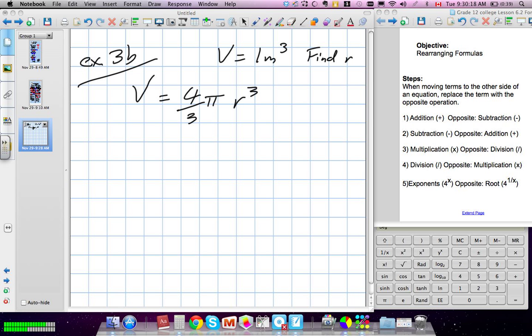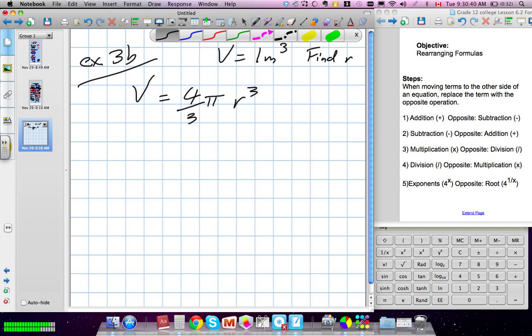Okay, example 3b, we're dealing with volume of a sphere. Is it volume of a sphere? Yeah, volume of the sphere. We need to find the radius of the sphere, which is a three-dimensional circle, essentially a ball, soccer ball, volleyball, anything like that. The volume of this object is 1 meter cubed. We need to find the radius of it.